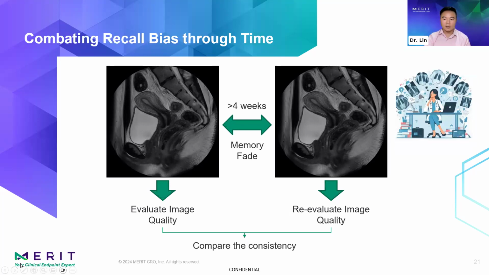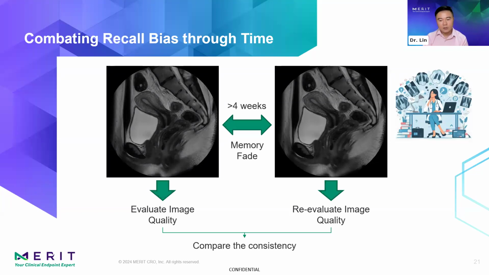So apparently, the most effective method to eliminate the recall bias is to introduce an interval between initial and subsequent evaluations. By allowing a sufficient time gap, even if the evaluator actively tries to recall their previous assessment, it becomes increasingly difficult for them to remember the exact details.